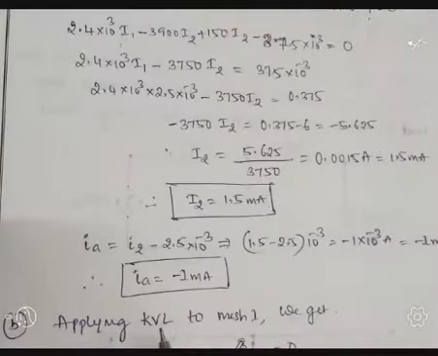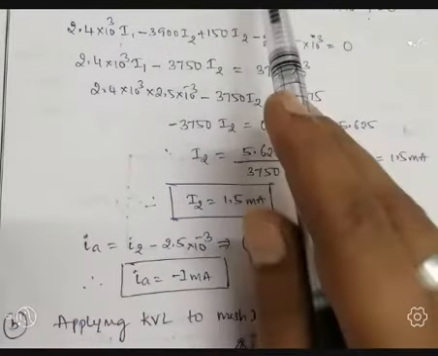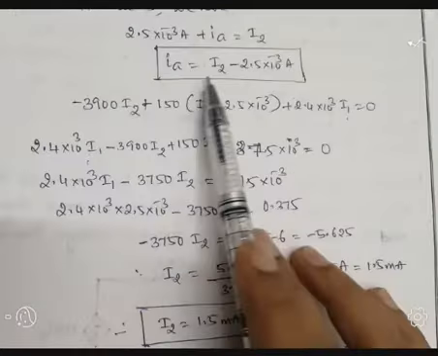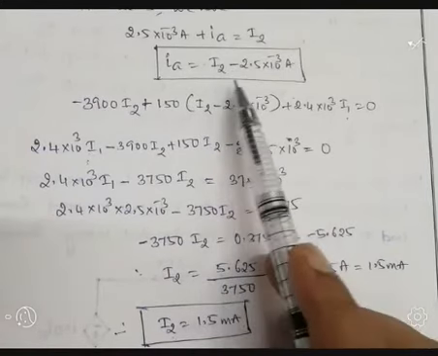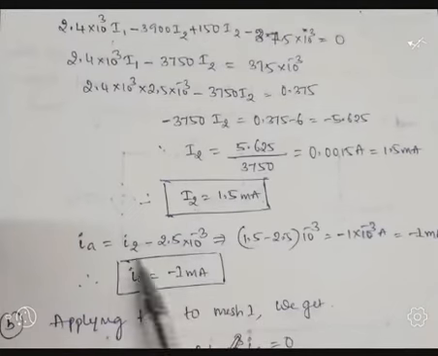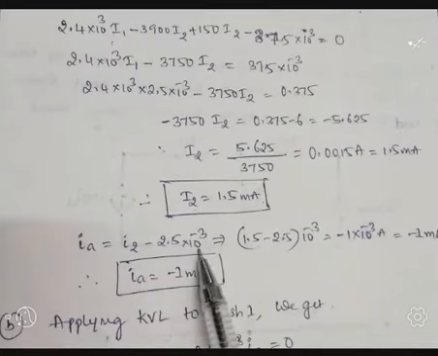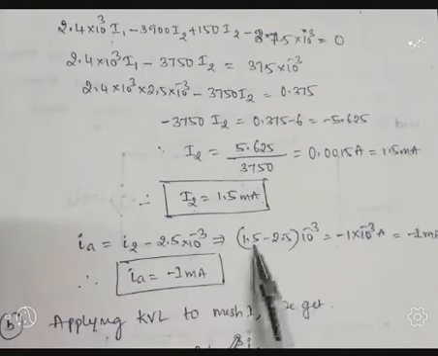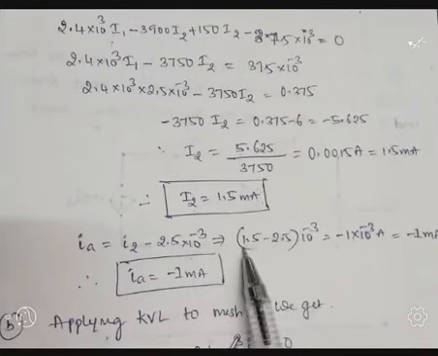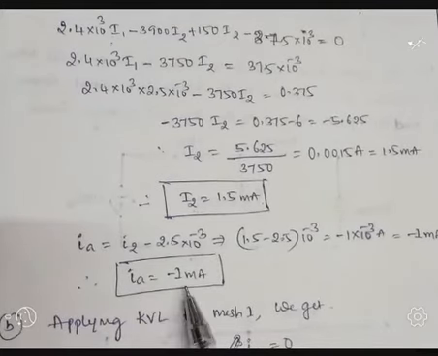Okay. Next, substitute the value of I2 in this equation. Already we calculated IA equal to I2 minus 2.5 milliamperes. In place of I2, substitute the value 1.5 milliamperes: IA equal to I2 minus 2.5 into 10 to the power minus 3, substituting I2 as 1.5. Do the simplification. We are getting the value of IA equal to minus 1 milliampere.